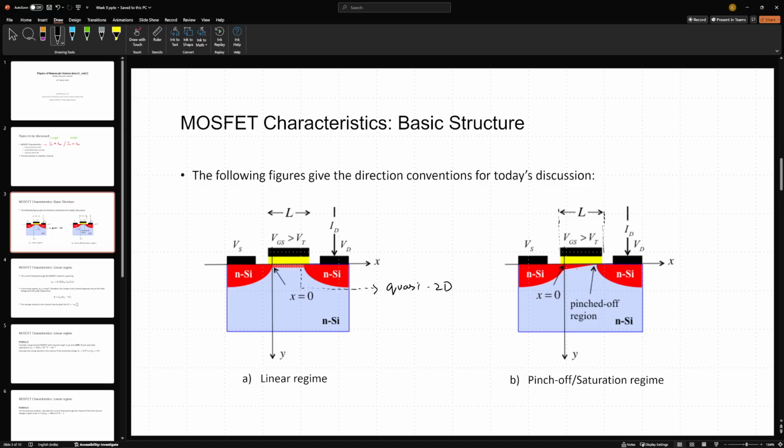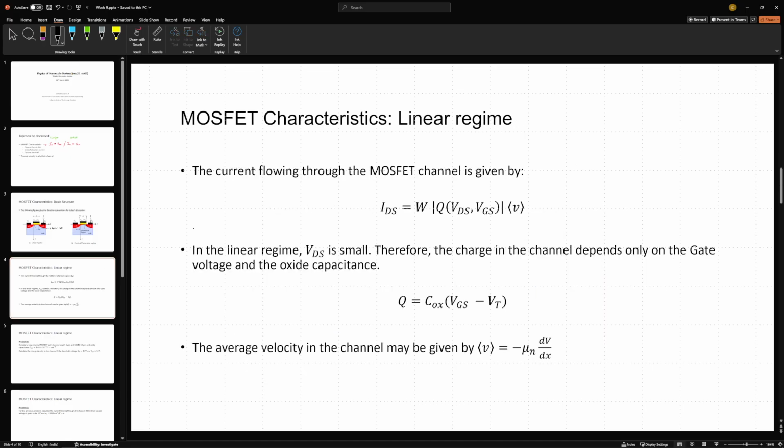So this is considered to be equal to the channel. The reason for that again should be clear once we reach that point. So we have this pinch off region. Now let us look at how we can, at least in a semi-classical route, derive the various characteristics of the MOSFET.